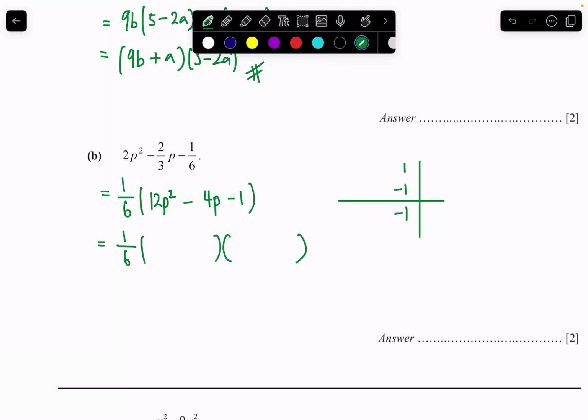So that means you need to change the 12. Change the 12 to get 4, that will be 6 and 2, right? So 6p, 2p. Now since it's negative, this one should be negative, right? So we have 2p and negative 6p, so we get negative 4p. So that means the factorization would be 6p plus 1, 2p minus 1. Answer.